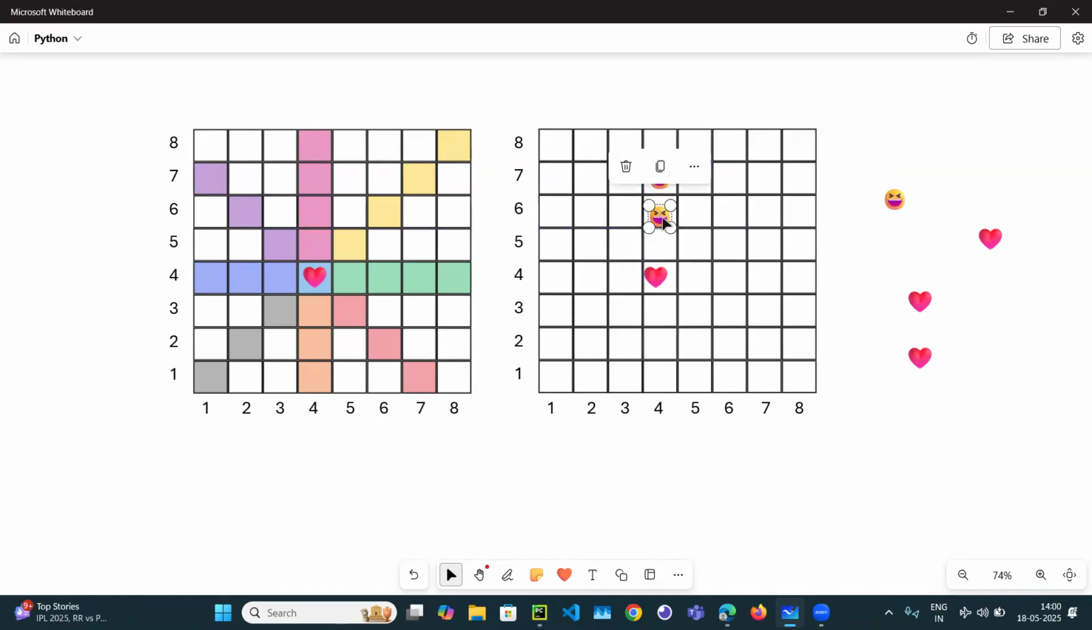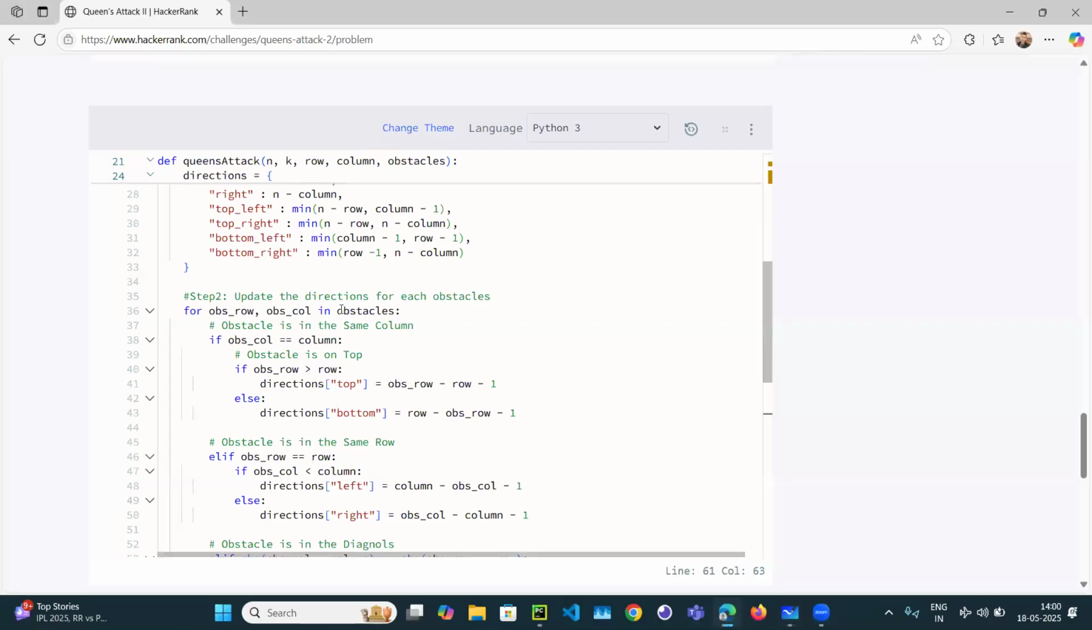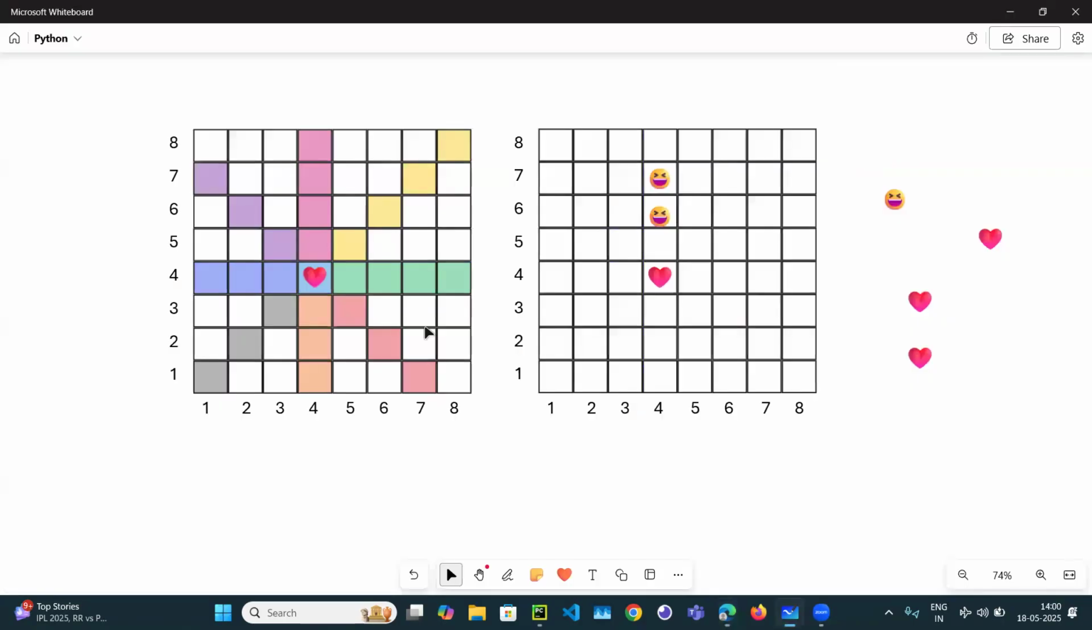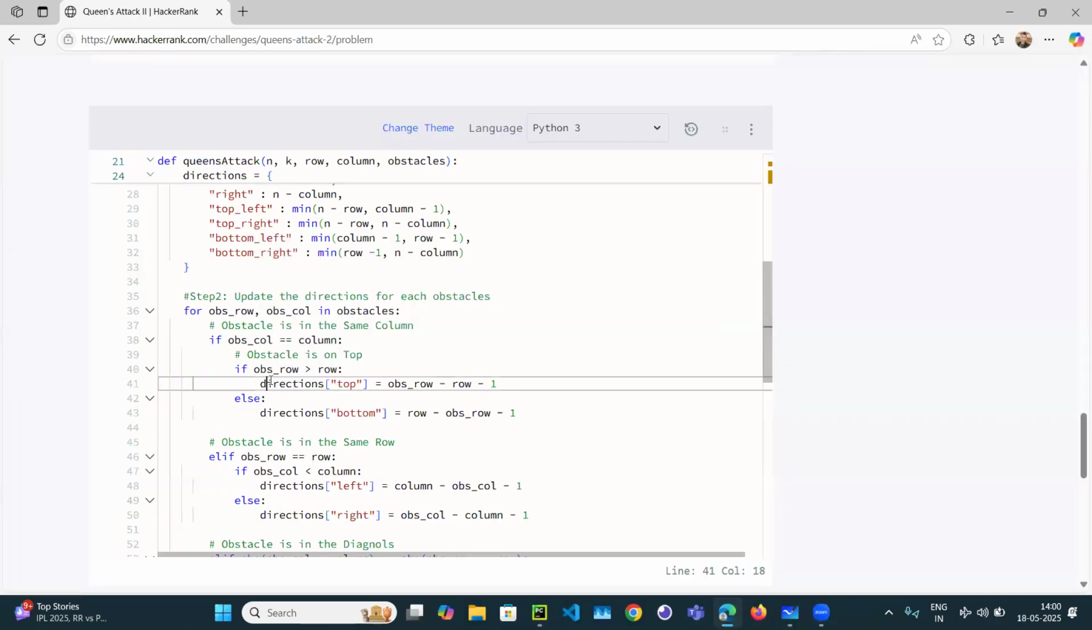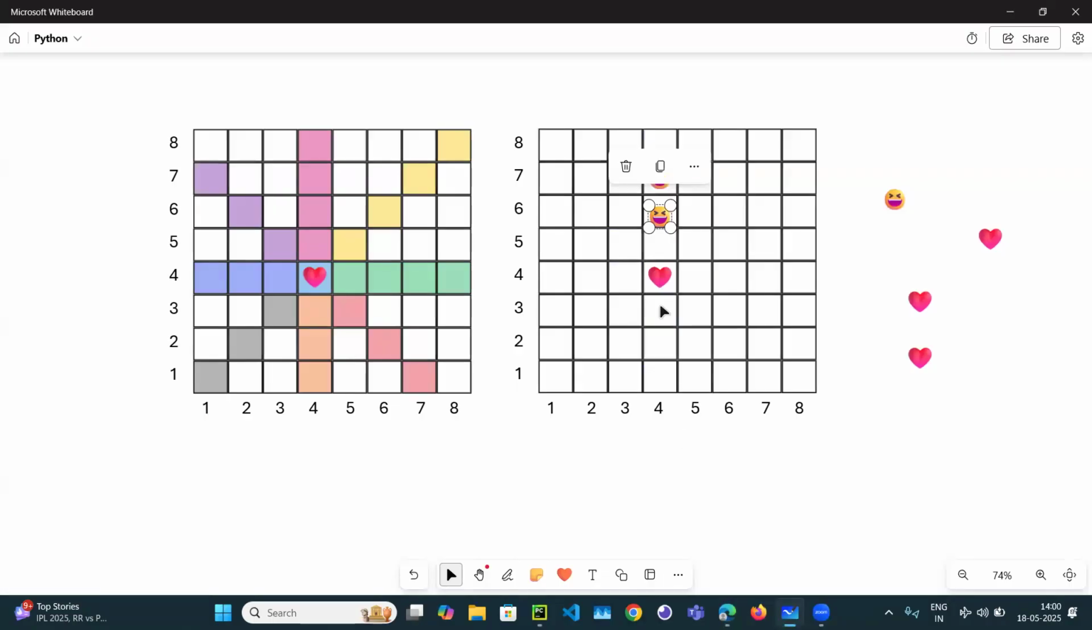All right, I put one obstacle here, and another obstacle here. So what will be the answer for the top variable? The answer for the top variable will be 1. But as per our current code, we are iterating over all the obstacles, and we found the obstacle on the same column, the first obstacle on the top, and you updated the top variable with 1, which is correct.